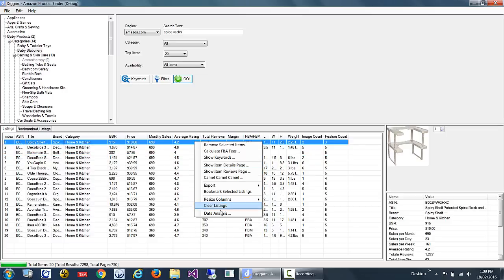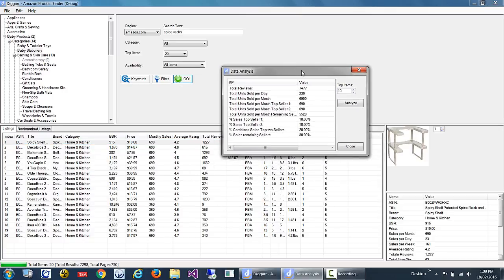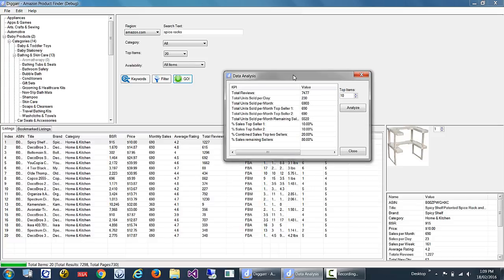Now we're going to right click and go into data analysis. Okay, so I'll talk about depth of market right now. The depth of market is telling us what is the demand for this product, right? There are a lot of statistics flying around, but the most common one is that for the top 10 bestsellers you should have at least 3,000 sales per month, right?